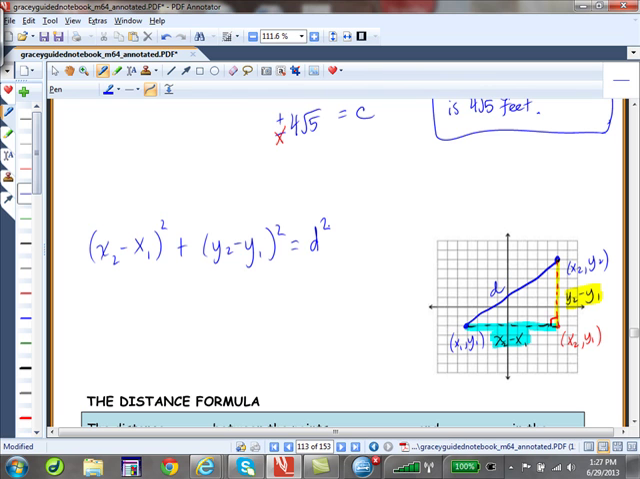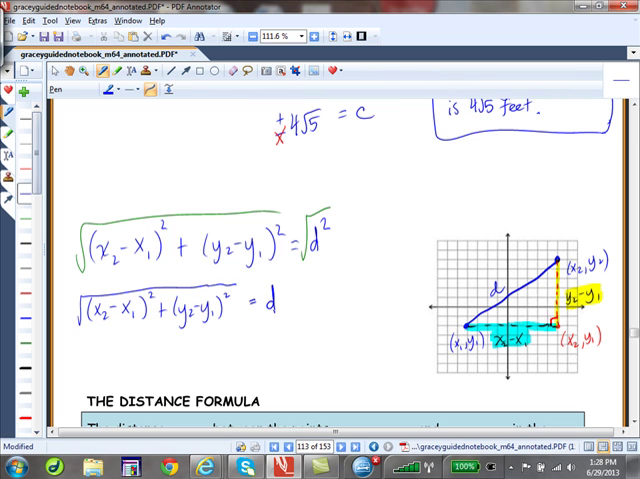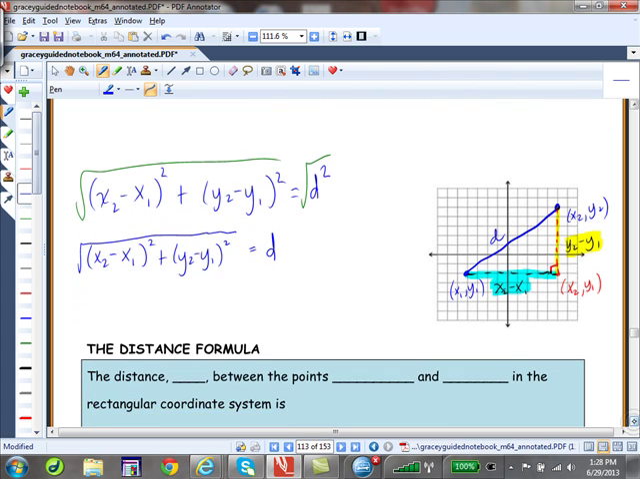So then, applying the square root property, and only considering the positive because of the fact that length is positive, you end up with that. And that is our distance formula. Usually you see the d first.